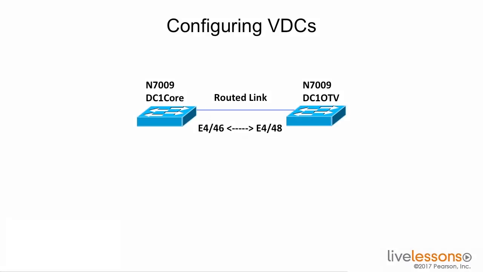In this lesson, we're going to configure a new VDC. We already have configured on the switch a VDC called DC1 Core, and we're going to configure the VDC on the right, which will be named DC1 OTV. We're also going to assign some interfaces to that VDC so that we have Ethernet interface 4/48, which is module 4, port 48 in that VDC.